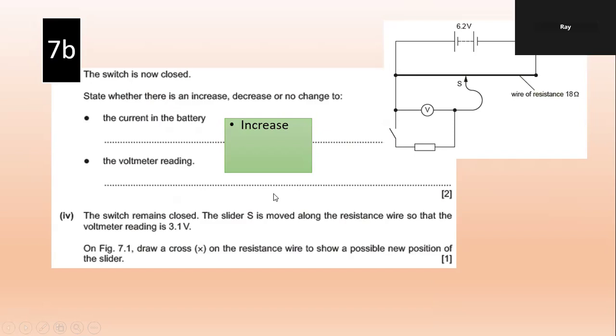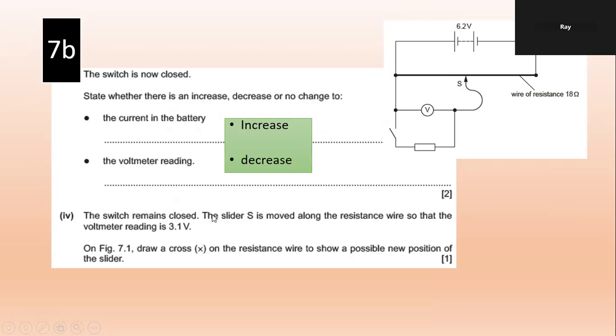Voltmeter reading? Decrease. Okay, because the total resistance across the parallel resistance has decreased. So the voltmeter reading will decrease.